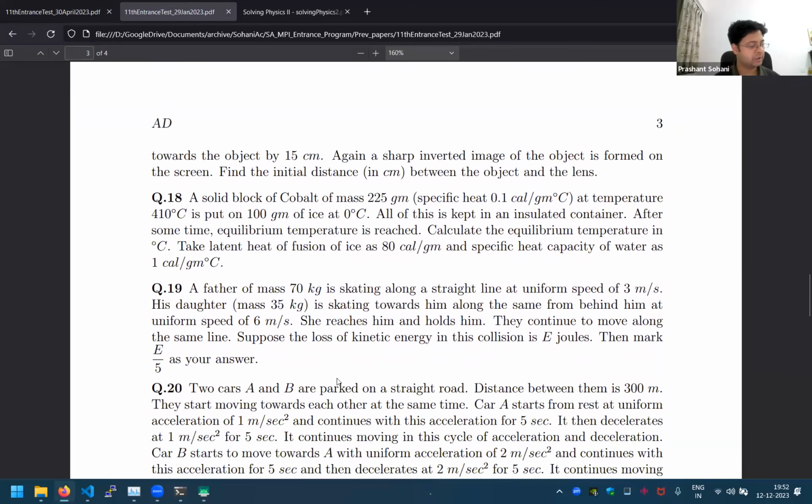So question 18 is on a different topic now. It is specific heat, latent heat. How temperature and heat are related. That is what this question is about.